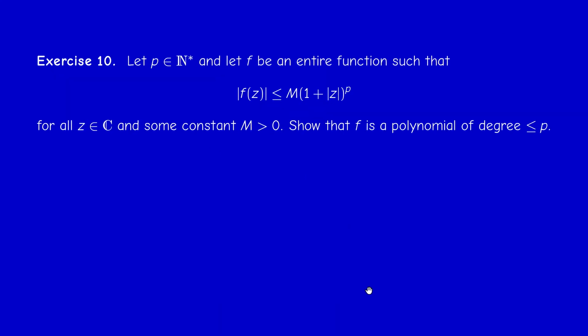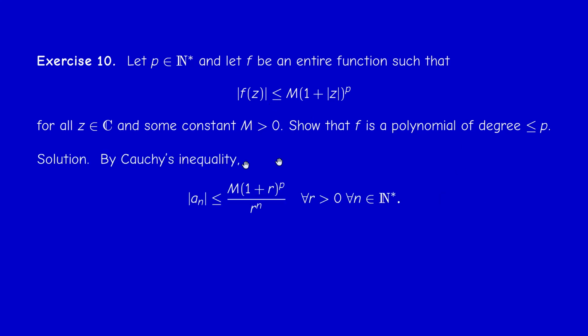Exercise 10 is an application of Cauchy's inequality, and we ask such questions in the exam. So we have an entire function, which means holomorphic on C, which is bounded in modulus from above. A function satisfying this inequality is said to have polynomial growth at infinity. So the modulus of f is bounded from above by some polynomial in the modulus of z. We have to show that f is a polynomial of degree at most p. So the power series of f cannot be infinite.